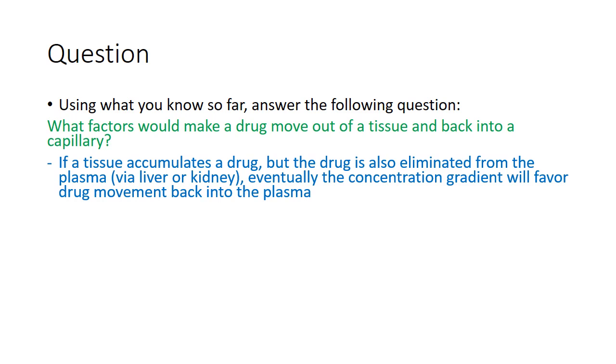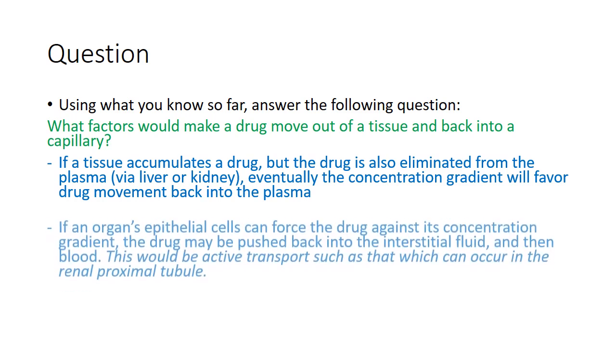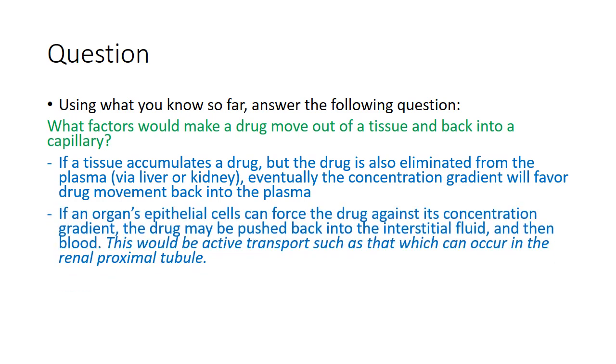And the only way that would happen is if the drug is getting eliminated from the plasma by some other route, like the kidney or the liver, and then that'll deplete it and it'll draw it from another tissue that we're talking about. If an organ's epithelial cells can force the drug against its concentration gradient, the drug may be pushed back into the interstitial fluid and then the blood. Okay, so that means active transport, for example.